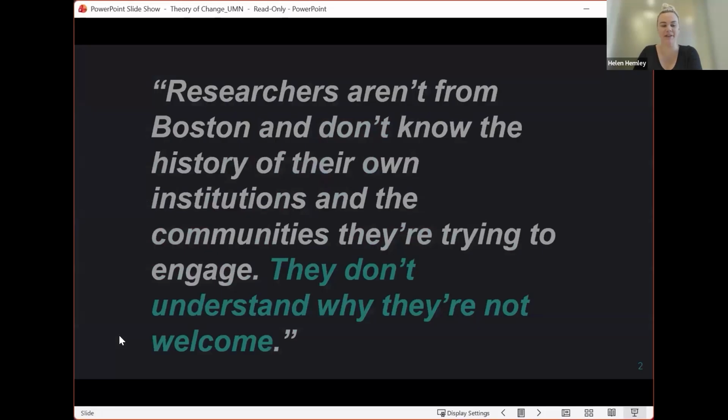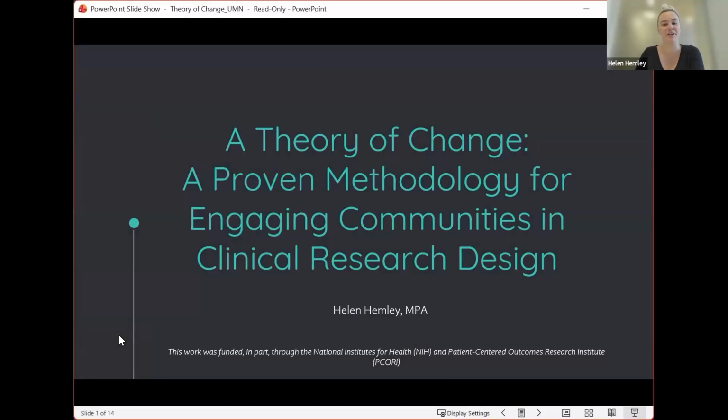Happy to be here and talk more about theory of change. So again, as Francis noted, this work is funded in part by the National Institutes for Health. But the initial seed for this idea, and also what Martha will be talking about later, was funded by the PCORI, or Patient-Centered Outcomes Research Institute, convening award.